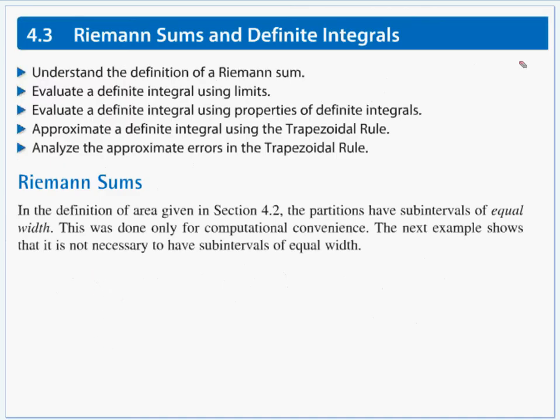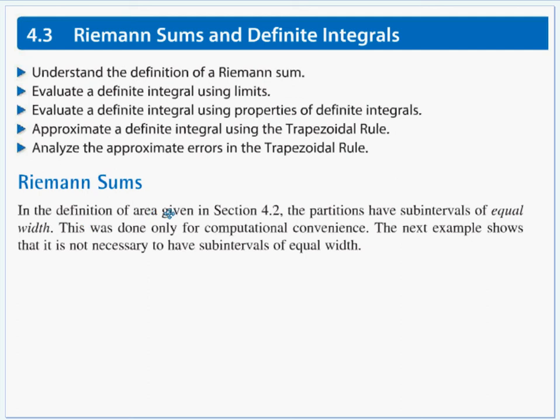Let's dive in. Section 4.3, we are going to understand the definition of a Riemann sum, evaluate a definite integral using limits, evaluate definite integrals using the properties of definite integrals. And then here they've added this in the new edition of the book. They put the trapezoidal rule in here. Historically, I've made trapezoidal rule a little like a subsection for extra credit. I'll talk more about that in class.